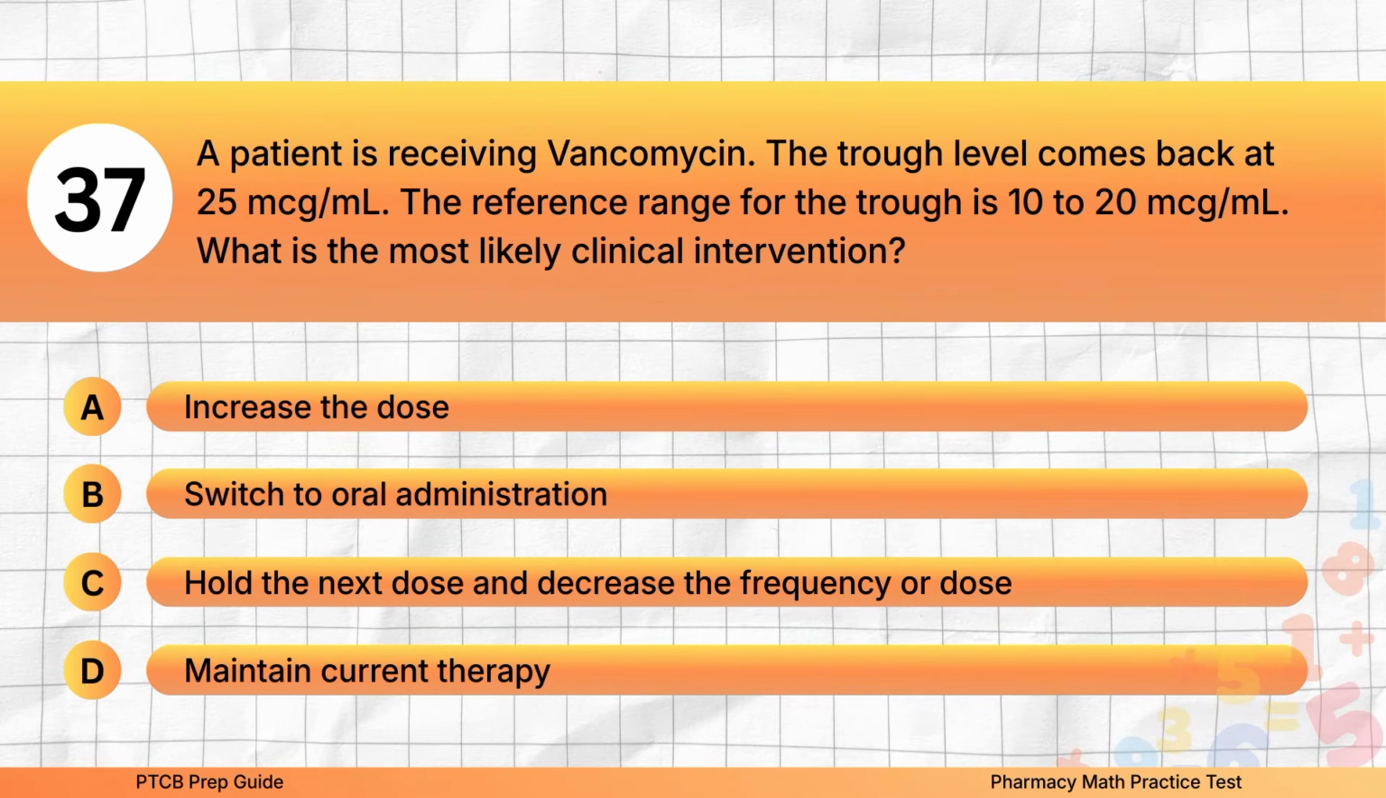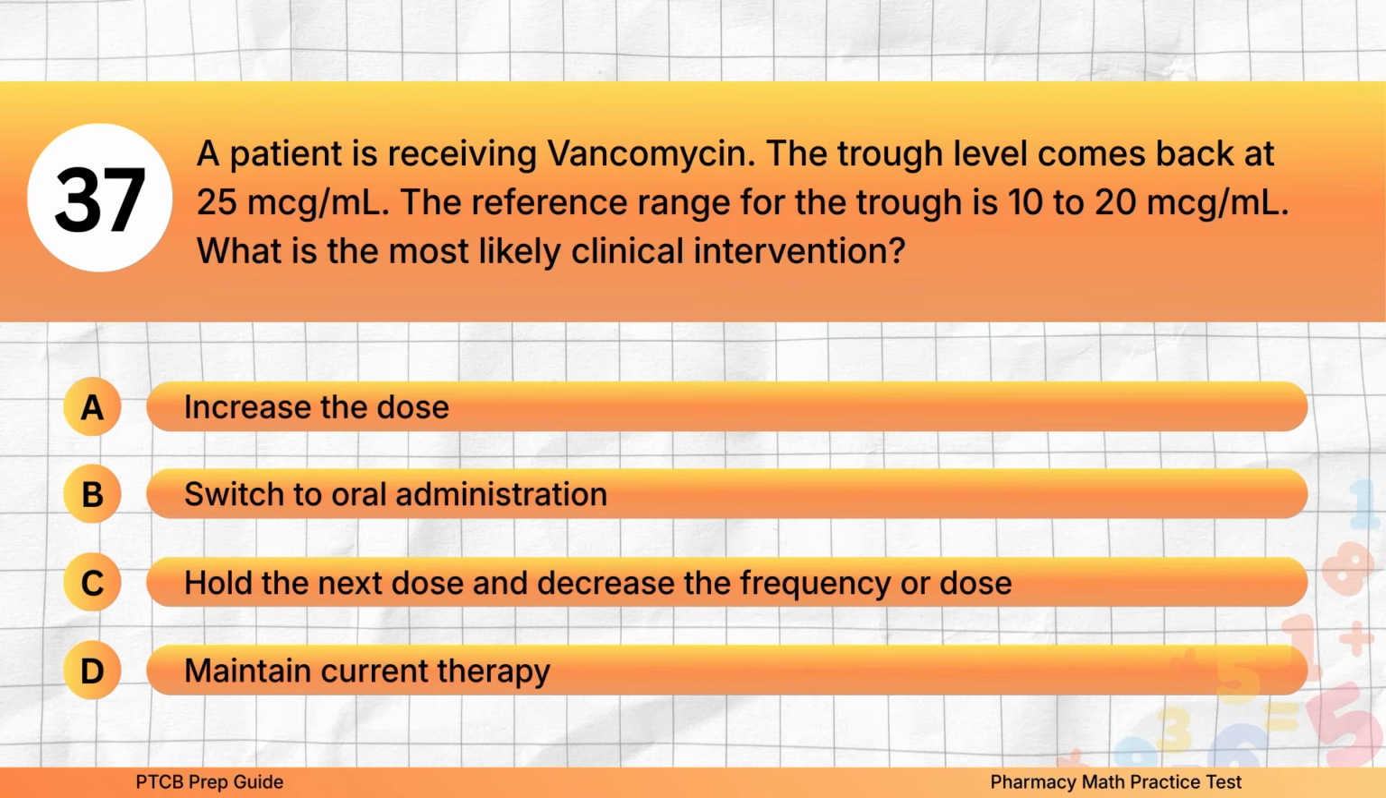This question tests your clinical judgment regarding lab results. A patient is receiving vancomycin. The trough level comes back at 25 micrograms per milliliter. The reference range for the trough is 10 to 20 micrograms per milliliter. What is the most likely clinical intervention?